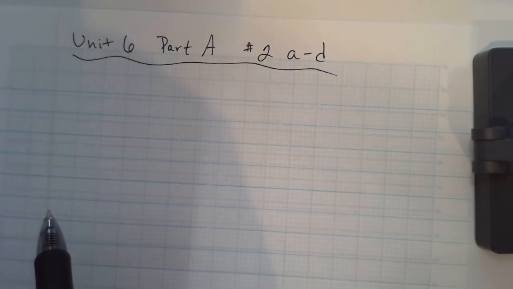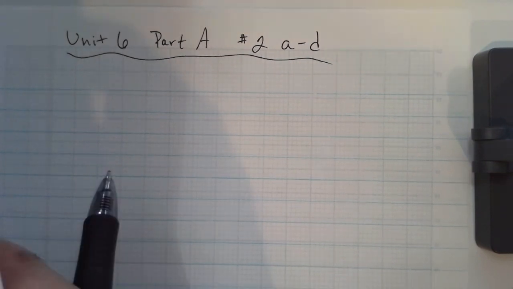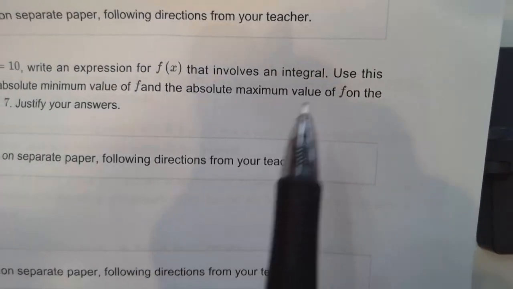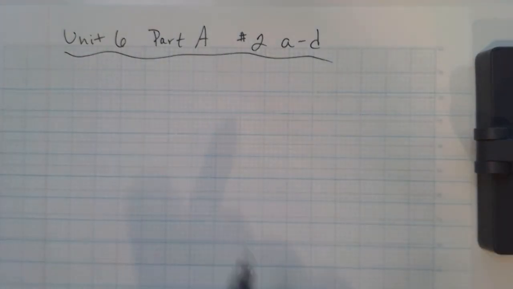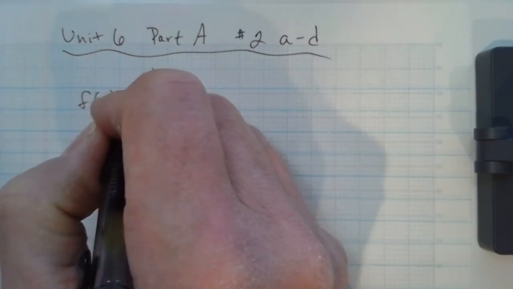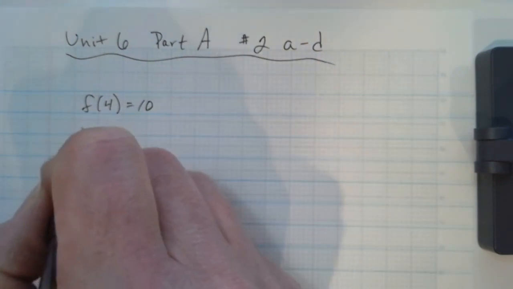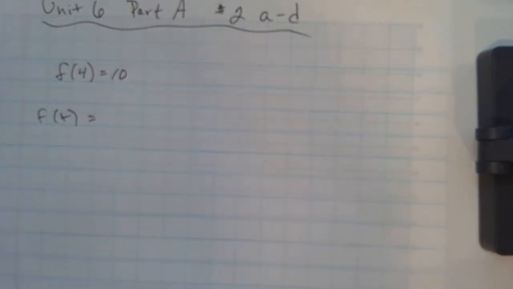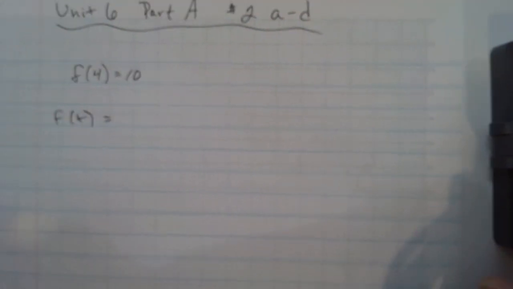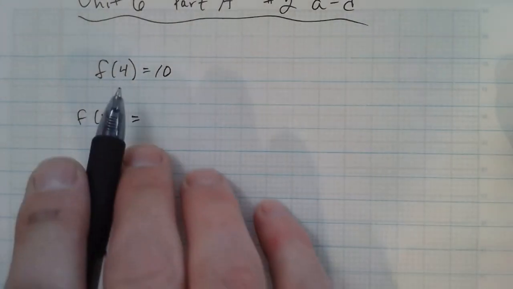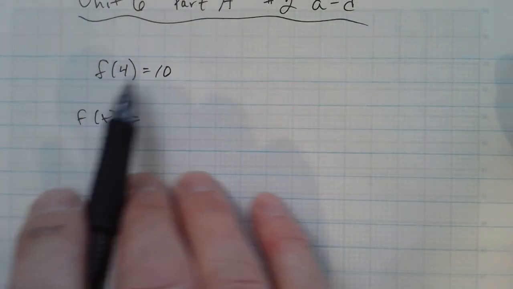Part B, given f of 4 equals 10. So let's write an expression for f of x that involves an integral. We know that f of 4 is 10. So then f of x is going to be, well, it's the antiderivative of f prime. Come on. It's the antiderivative of f prime, but the only point that we know is at (4, 10).